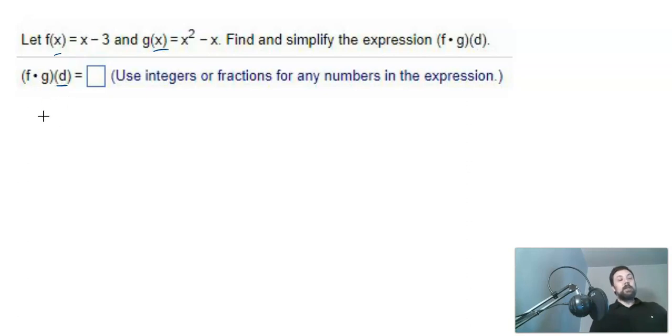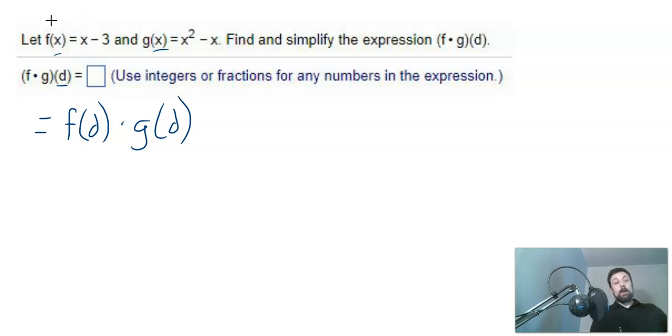So f times g of d, if we use the definitions we saw on the screen a couple slides ago, is supposed to equal f of d times g of d. All right. So what does f of d equal? Well, f of x is x minus 3. I want to replace the x with the letter d. So really, I'm not even changing the equation, which is what's kind of confusing about this. It's the same equation. It doesn't look any different. I'm just using a different letter for the variable. That's all this is doing, is saying instead of using x as your variable, let's use d as the variable. Let's just give it a different label. But otherwise, it doesn't change anything.